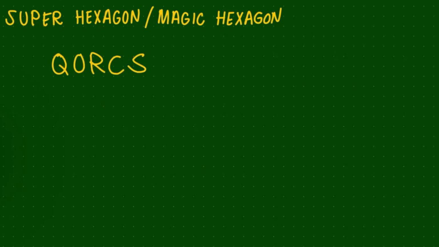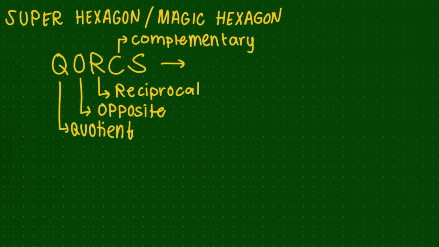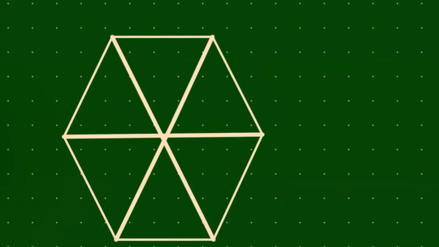This super hexagon includes the acronym QUARTS, which I made by myself, which stands for quotient, opposite, reciprocal, complementary, and shaded clockwise and anti-clockwise. Now I'll be drawing the super hexagon. Oops, this hexagon is not perfect, but it's alright as long as you understand your writing. Okay, now it looks like this.